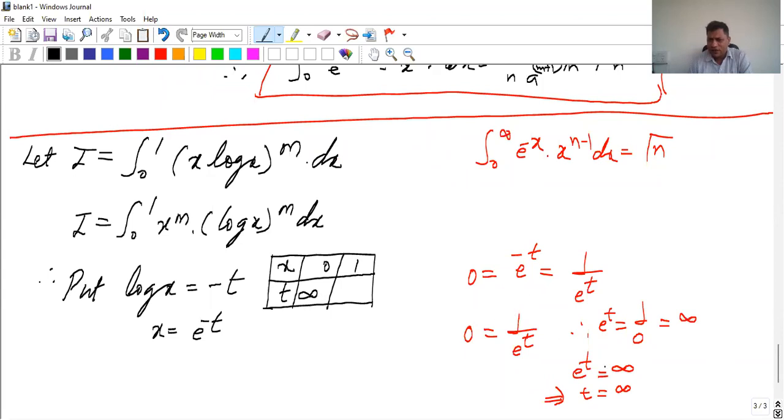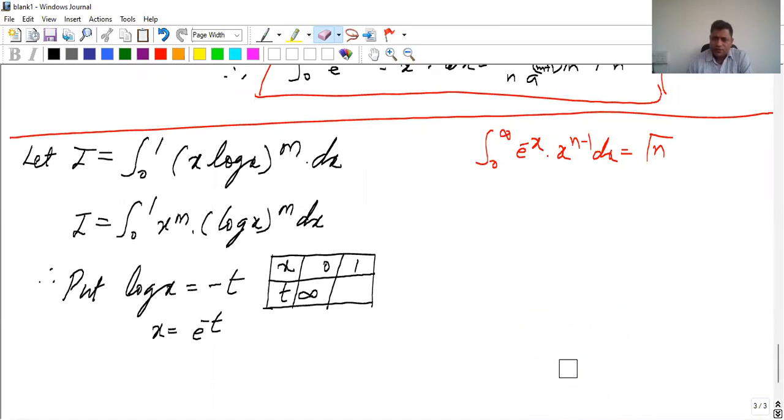Is there any doubt that t is going to be infinity when x is going to be 0? No, sir. Okay, so we have taken x is equal to 0 and then we simplified that t is going to be infinity. Okay, now think of the next.